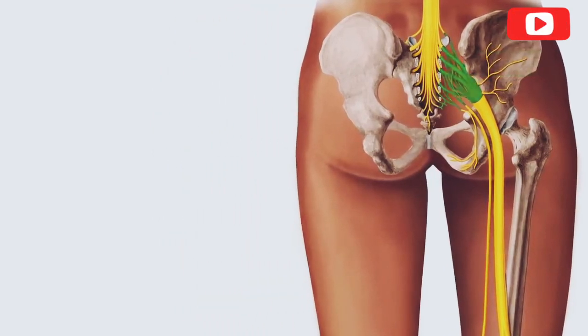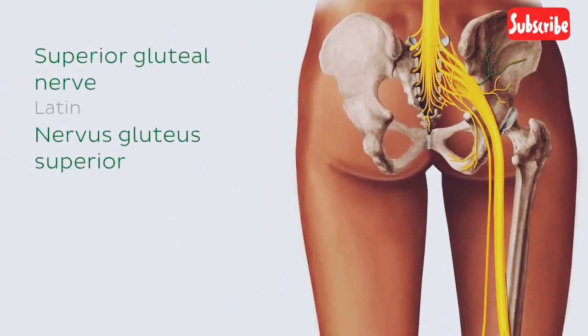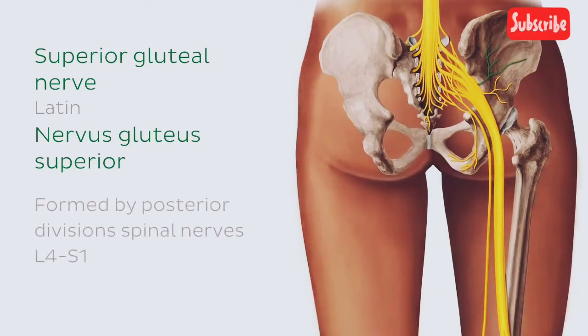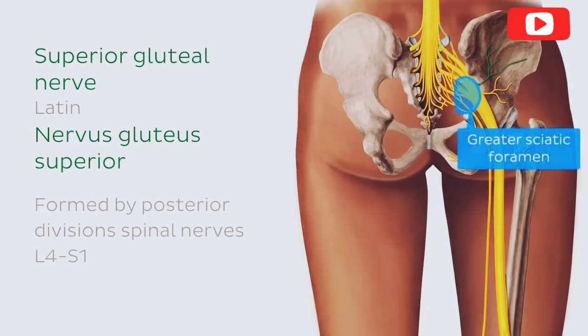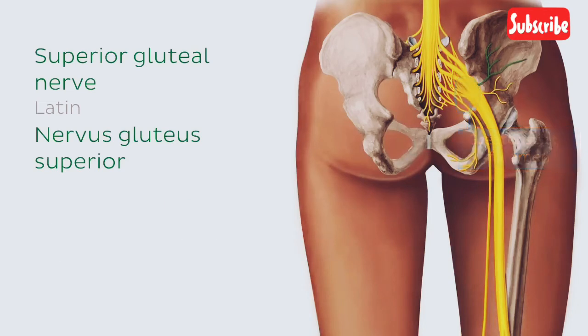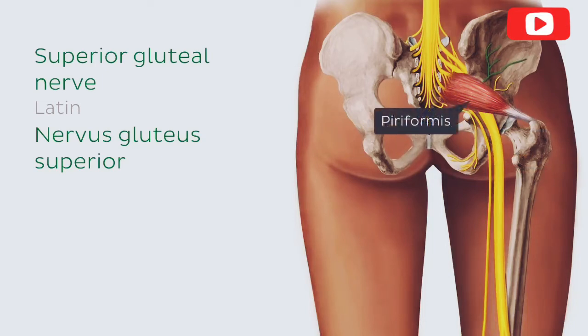The first branch we're going to talk about is the superior gluteal nerve. This nerve is formed by the posterior divisions of spinal nerves L4 to S1 and leaves the pelvis via the greater sciatic foramen to enter the gluteal region. If we add some musculature, we can see that the superior gluteal nerve emerges above the piriformis, unlike the sciatic nerve, which emerges below this muscle.